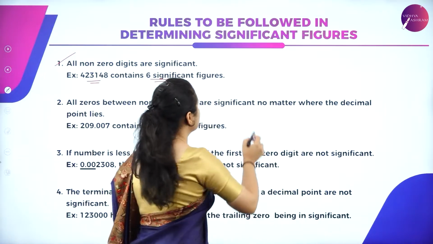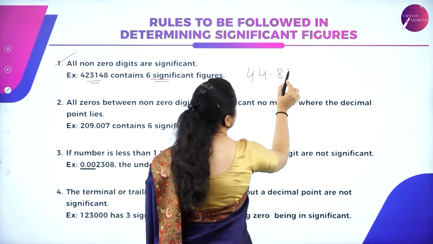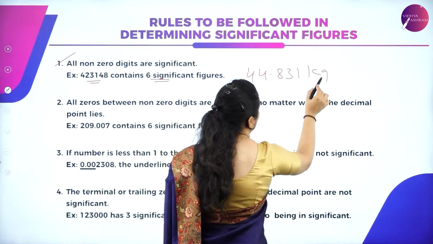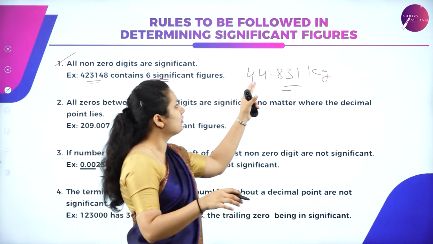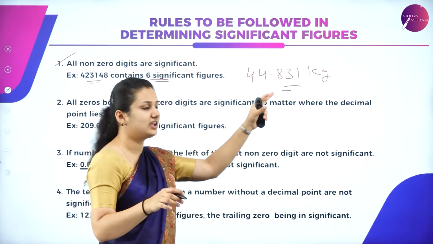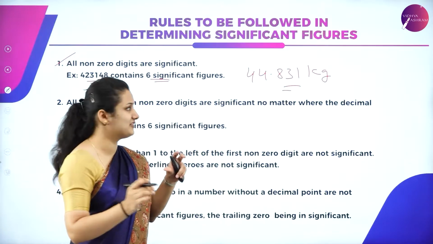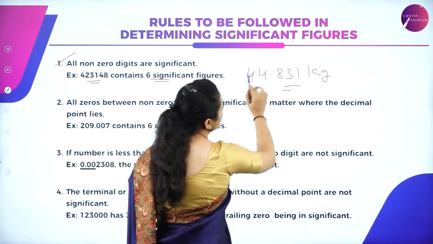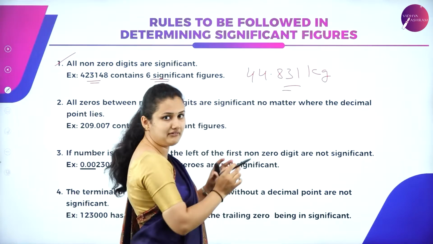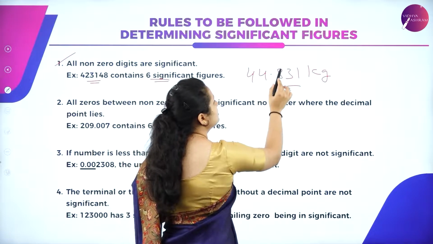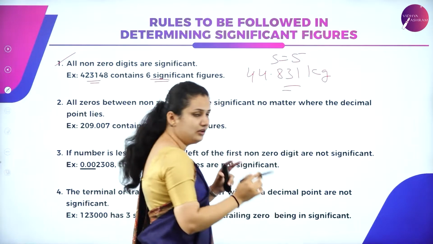For example, consider the weight of an object, the weight of a stone. Say it is 44.831 kg. Even though you have a decimal point or you don't have a decimal point, these are non-zero digits. So how many significant figures do you have here? 1, 2, 3, 4, 5. So you have 5 significant figures.